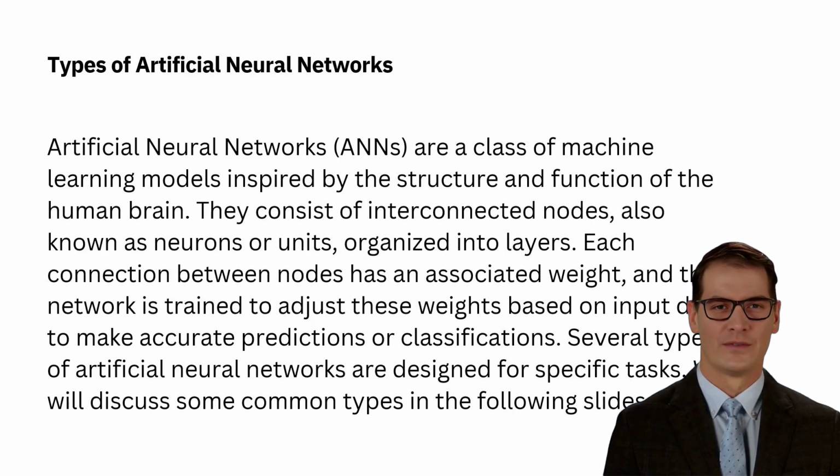ANNs, or artificial neural networks, are a type of machine learning model that resemble the structure and function of the human brain. They consist of interconnected nodes, or neurons, that are organized into layers. Each connection between nodes has an associated weight, which is modified according to the input data to make correct predictions or classifications. In the following slides, we will analyze some of the most frequently used ANNs and look at their varied uses.